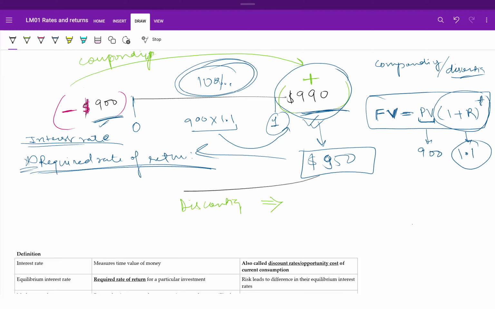So discounting, we are calculating the present value, and when we are talking about compounding, we are calculating the future value. Just remember the meaning of compounding and discounting, and you can move around this formula, do a little reverse engineering, and you can find that present value equals future value divided by 1 plus rate to the power t.